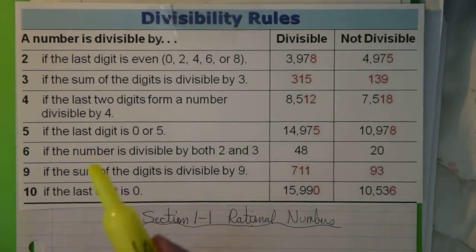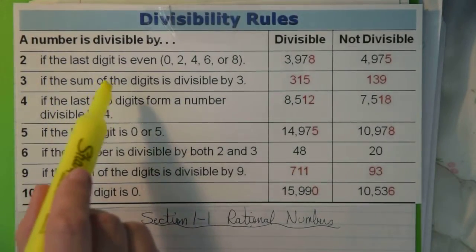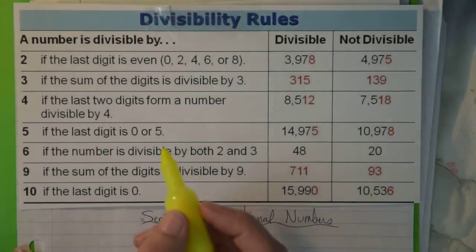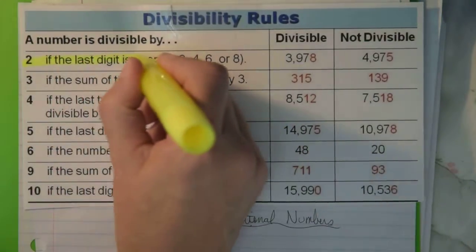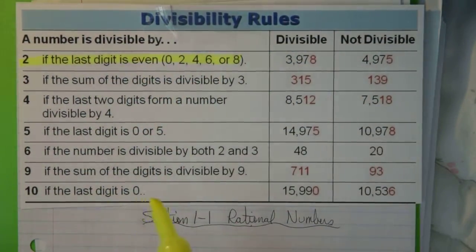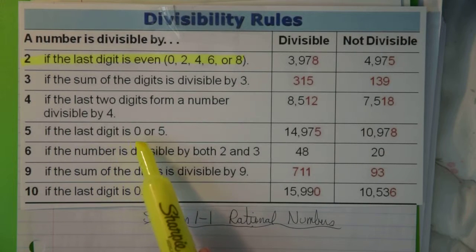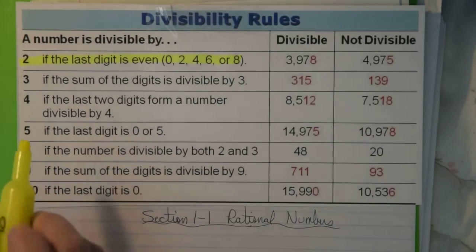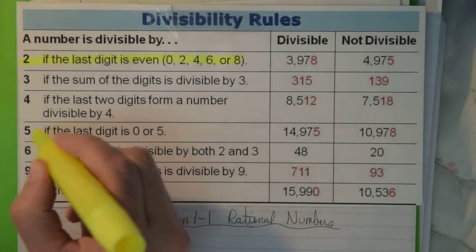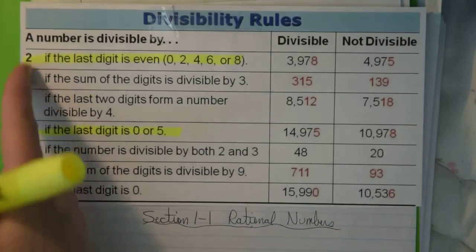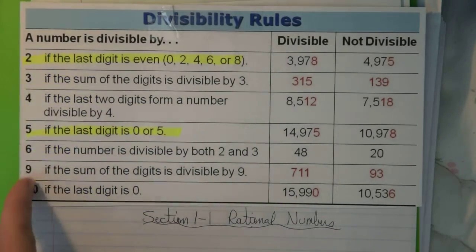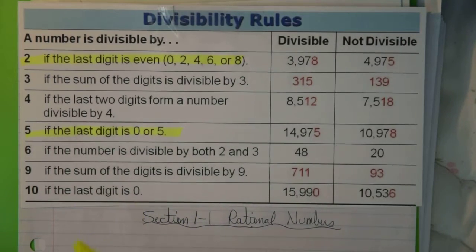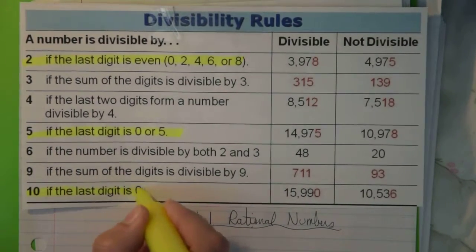I think this rule here, if the last digit is even, then you know the number is divisible by 2. That one you should already know. And then if the last digit is 0 or 5, you probably already know that one as well. That means the number is divisible by 5. The number out here on the left is the number that you want to divide by, and then the rules to the right. If the last digit is 0, you can divide by 10, so that one you should already know.